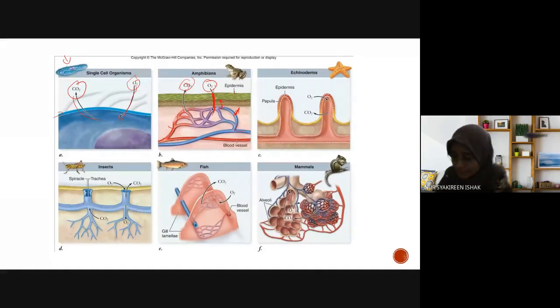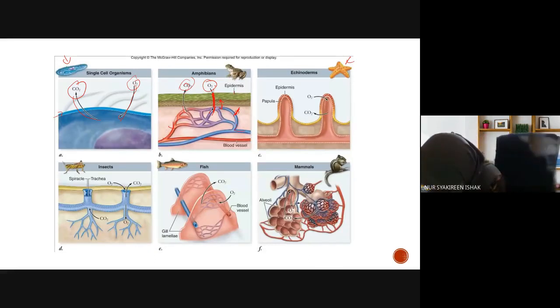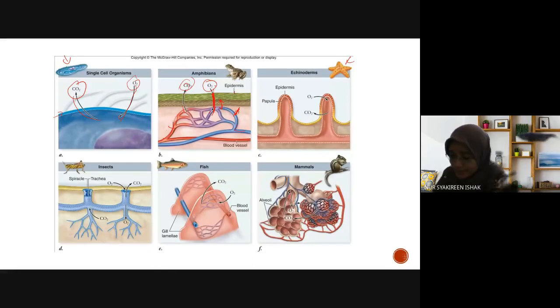Okay, so for echinoderms such as the starfish here, which is an aquatic organism, basically they depend on the epidermis and this structure, the papula. Basically this is for the echinoderms. And then you have the insects, which depend on the tracheal system. So you have here the spiracle.